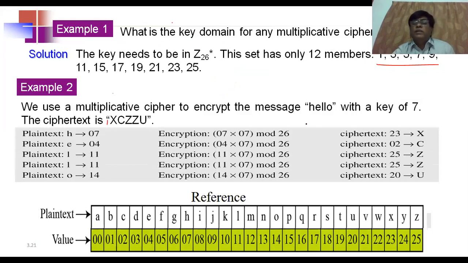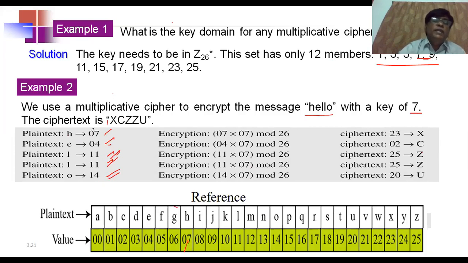How to convert this one? Hello. Now, I want to send the word hello with the key value 7. See, the k value is 7, and 7 is in this set. I want to send the word hello with the key value 7 using the multiplicative cipher. First write its equivalent integers as per our assignment. The h value is 7, for e it is 4, for l 11, for o it is 14.